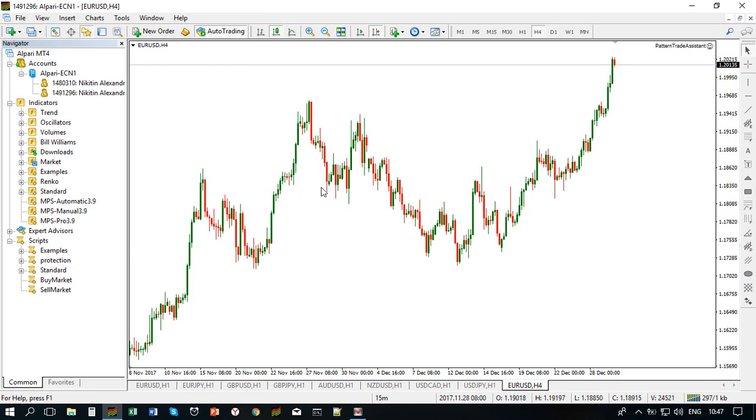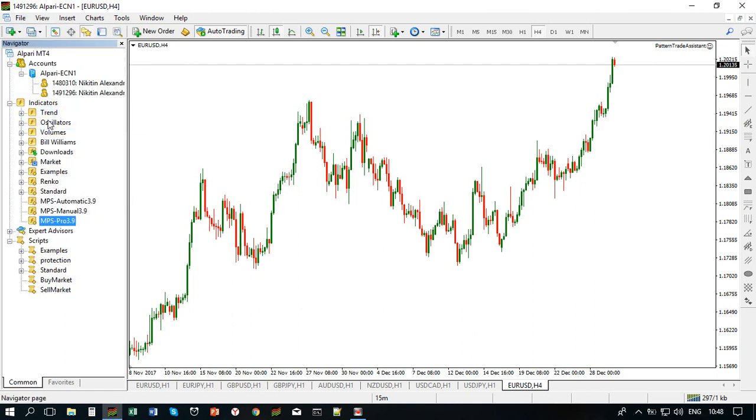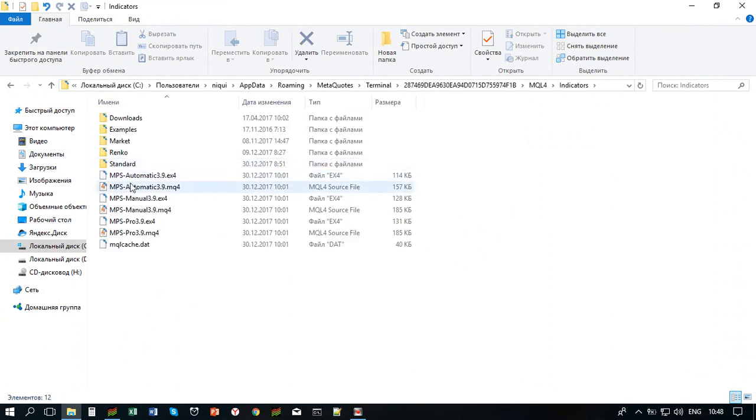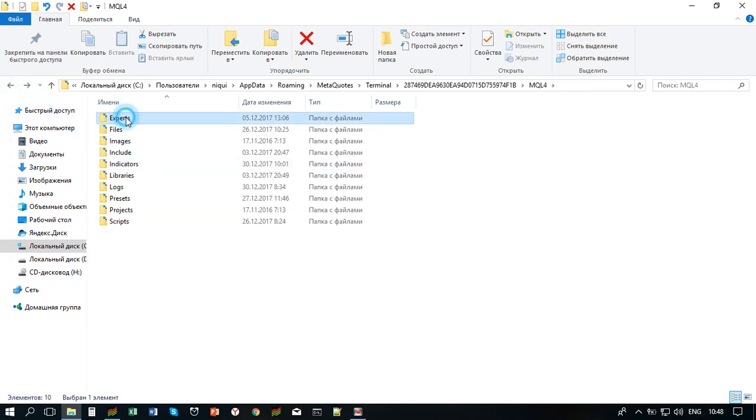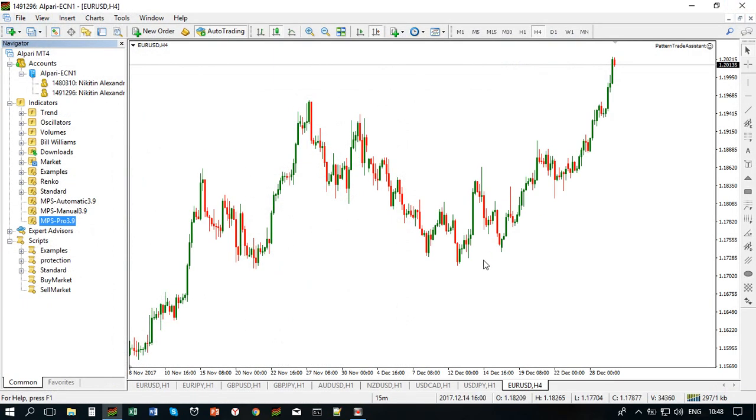You are given your files depending on the versions you have purchased, either Monster Pattern Search Automatic, Monster Pattern Search Manual, or Monster Pattern Search Pro, plus Pattern Trade Assistant. Download these files, save it somewhere, let's say on your desktop, copy them, and then open your MetaTrader, open File, open Data folder, open MQL4, open Indicator, and paste MPS files here. MPS Automatic, MPS Manual, MPS Pro, whatever you have. Then go to Experts, open Experts folder, and place Pattern Trade Assistant here. That's it, installation is done.